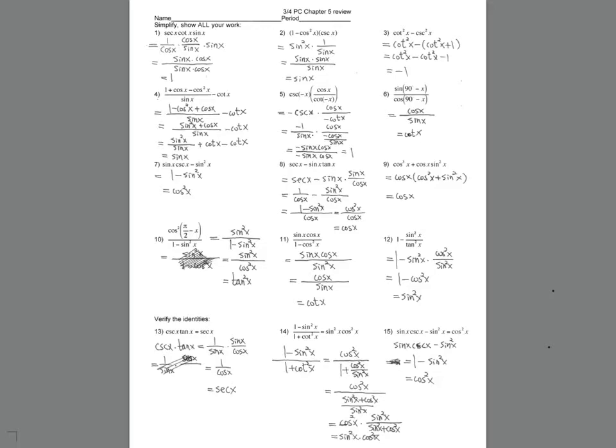Number 9, cosine cube x plus cosine x times sine square x. There are two terms for this particular function. What are the common factors? Do you recognize that cosine x is the same term in both terms? So I can factor it out. This is a function, you are not solving an equation, so make sure you factor it. You are not supposed to divide everything by cosine x.